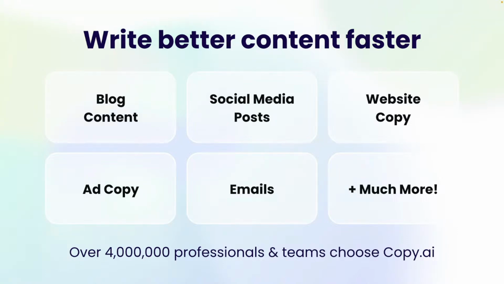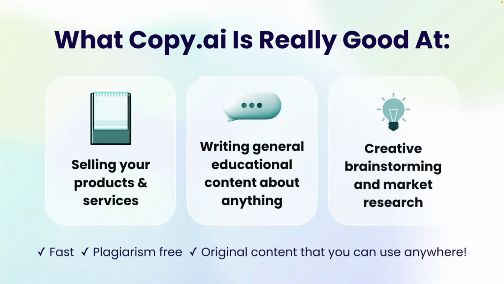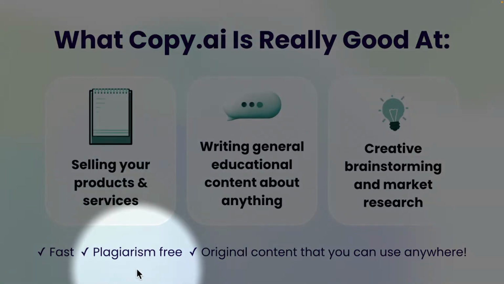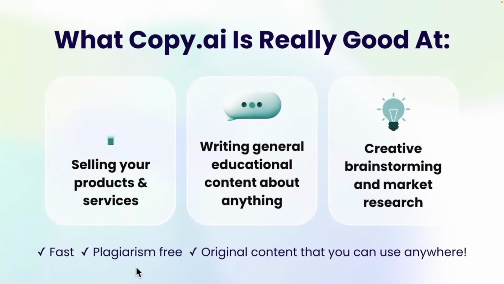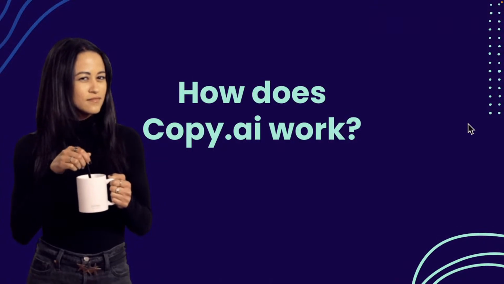Now over 4 million people use it. Here's what it's really good at: selling products and services. It's great at selling stuff, writing general educational content about anything, creative brainstorming and market research. You saw some examples of that today. It's fast and plagiarism free, except for some obvious things where it's pulling generic descriptions that can't really be rewritten in a different way. And this is original content that you can use anywhere. So grab it, use it, put it on your website and marketing materials. It is yours to use. Now the magic here, I'll give you a quick couple-minute rundown.